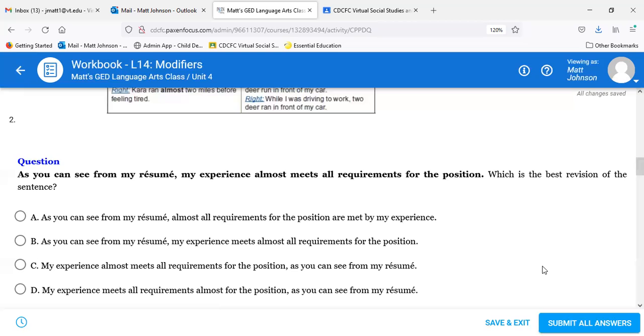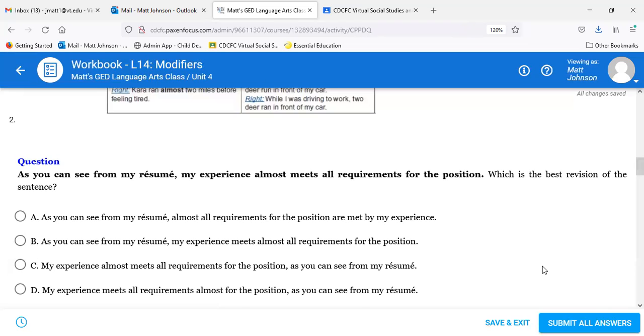B. So here, the way the sentence is written, my experience almost meets all requirements for the position, sounds like none of her experience actually meets any of the qualifications. It just comes close. When we use B, what we're saying is my experience meets almost all requirements for the position. So that way, I meet a lot of the requirements, but I only miss a few. Very subtle. I know the difference is there.